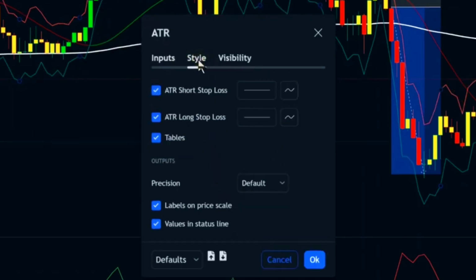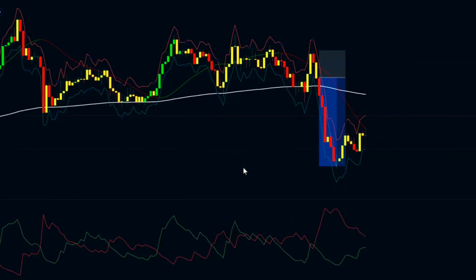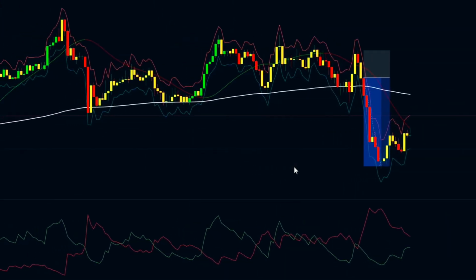Disable the tables option and click OK. Now that we've added all 4 indicators to our chart, the next step is to use them to take trades.